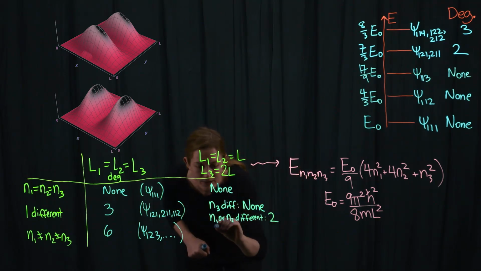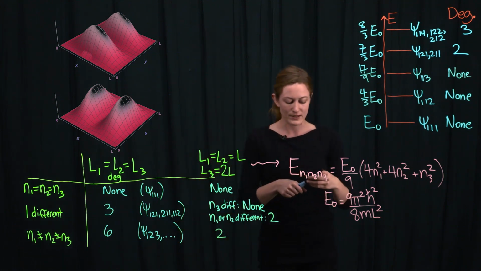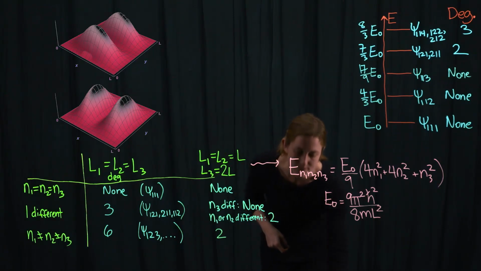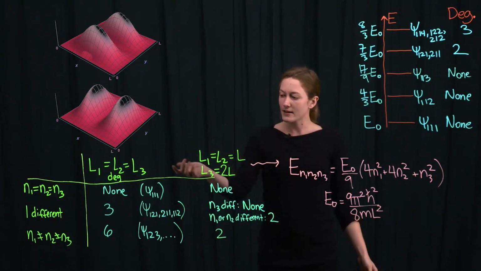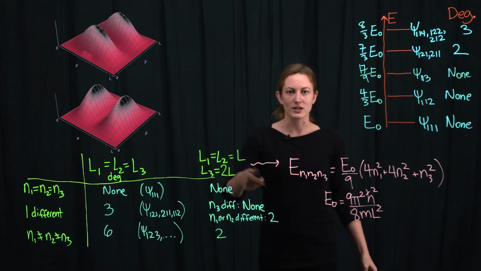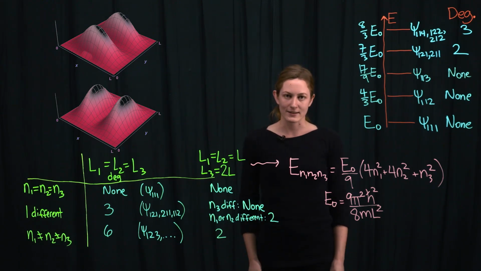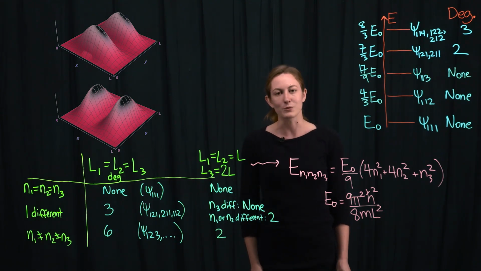And finally, when all three are different, then there's also a twofold degeneracy because there's only the degeneracy of swapping n1 and n2. So the main point is that breaking the symmetry between the z direction and the x and y directions lifted some of the degeneracy. This is a generic feature in quantum mechanics. The more symmetric the system, the more degeneracy.